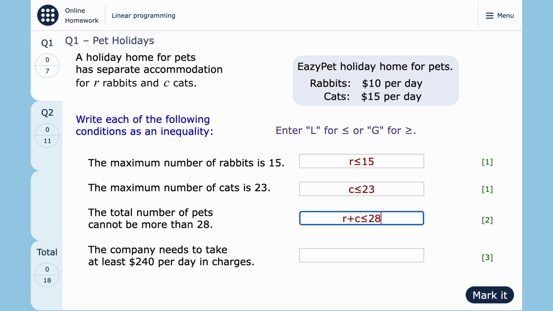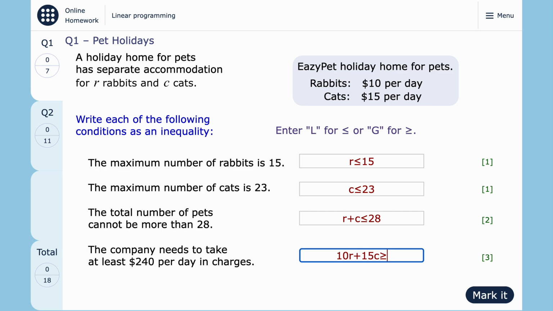And the company needs to take in at least $240 per day in charges. So they charge $10 per day for a rabbit and 15 for a cat. So the amount they get for rabbits is 10R, 10 times the number of rabbits, $10 for each rabbit. And the amount they get for cats is 15C, 15 times the number of cats, $15 for each cat. So the total money they get in charges is 10R plus 15C, and that has to be at least 240. So it has to be greater than or equal to 240.